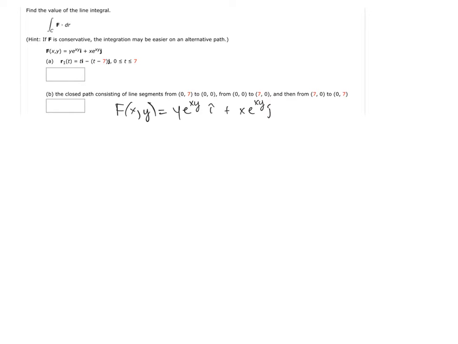So I'm gonna name this M. I'm gonna name this N. So partial of M with respect to x is the same thing as partial of N with respect to y. Oh, it's the opposite, I'm sorry. Okay, it's the opposite. All right, so if this is true, then your F is conservative.